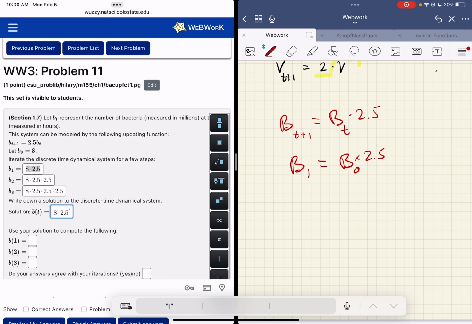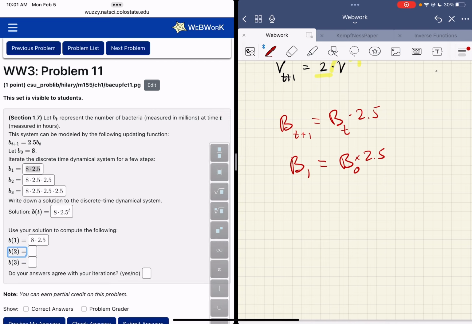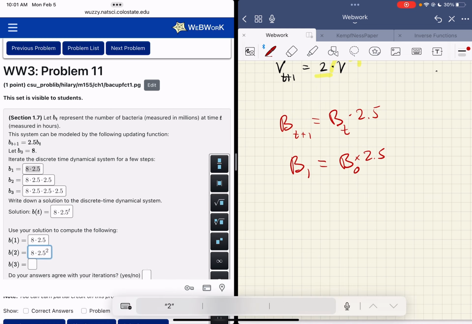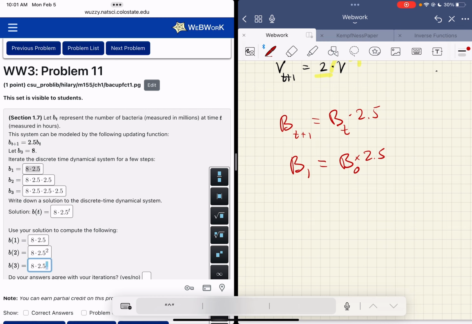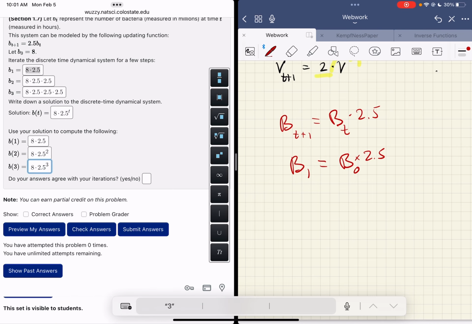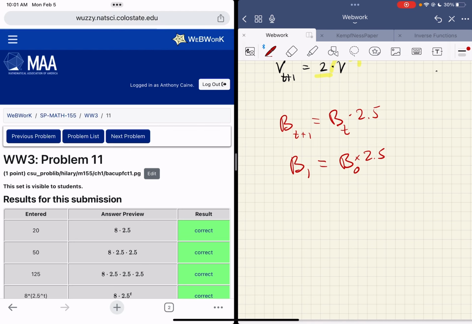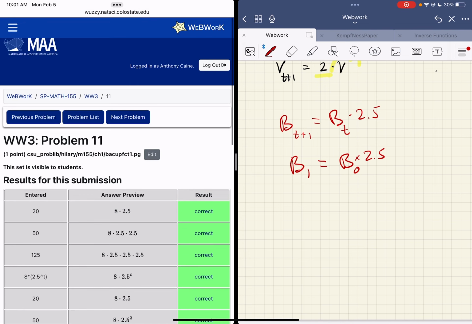All right. So now use the solution function to compute it. Well, it's the same as what we've already been doing, but now I'll just write it like this. I'm being a little lazy. There we go. Great. Do you agree with your iterations? Do your answers agree? Yes, they do. Great. So there you go.